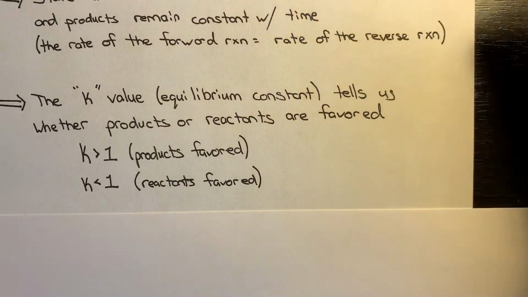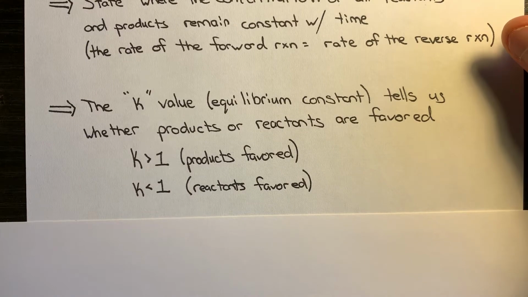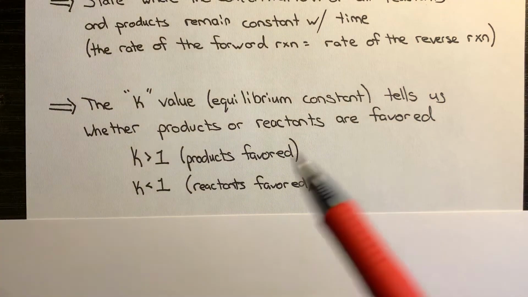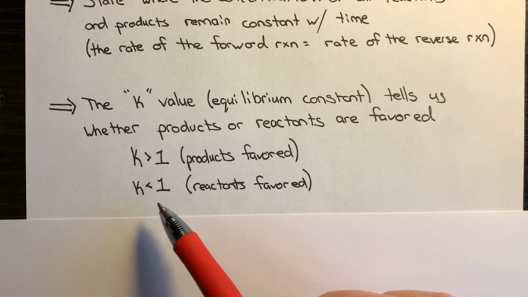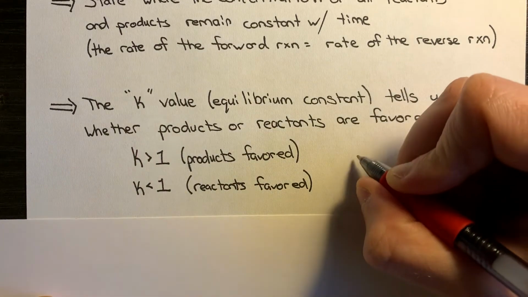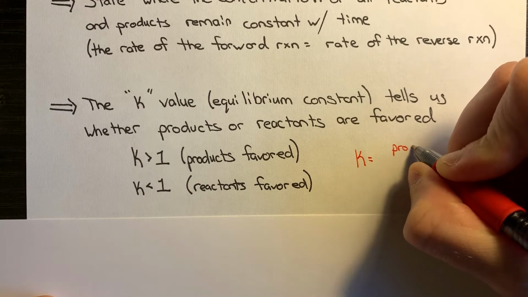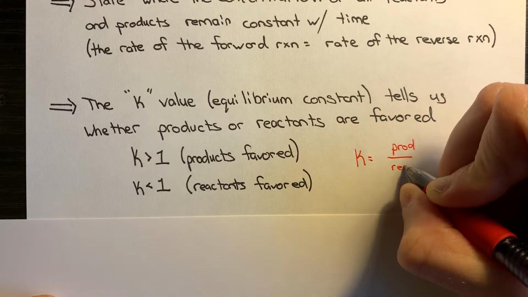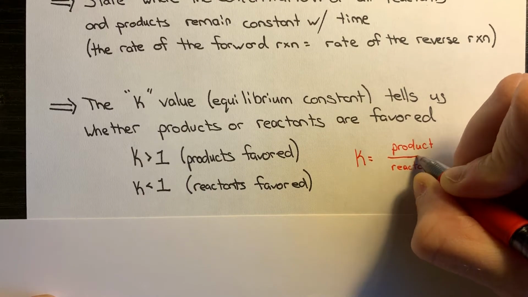When we talk about this K value, this equilibrium constant, it tells us essentially whether products or reactants are favored. And we find that when K has a value larger than 1, our products will be favored. And when K has a value less than 1, our reactants will be favored. This is because when we set up our K expression, we always have product over reactant, right?